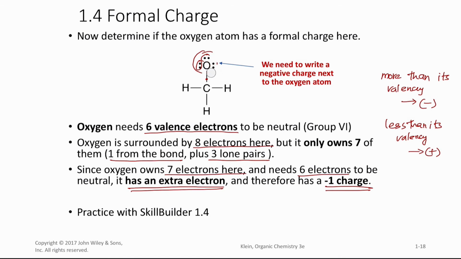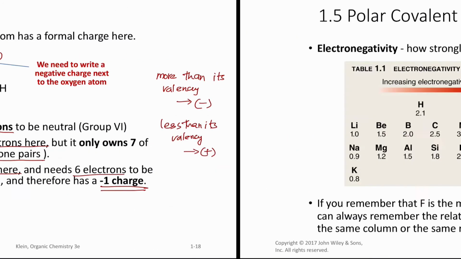So for example, one way of looking at this is, notice that the valency of oxygen is 6 electrons, but how many electrons does it have here? Considering the sharing part, it has 7 of them. So there are originally 6, but it has 7. So you can write 6 minus 7. That becomes minus 1. So the oxygen has a negative formal charge.